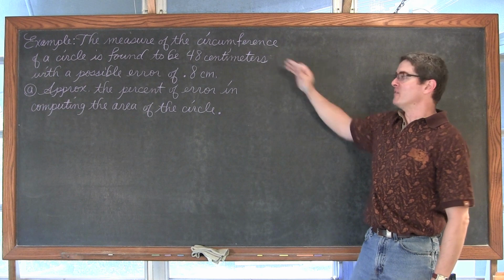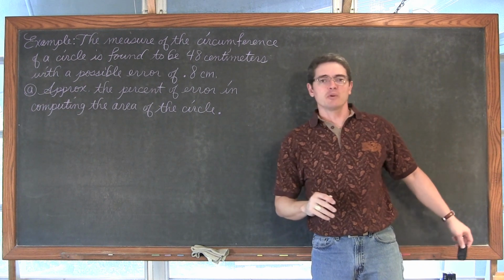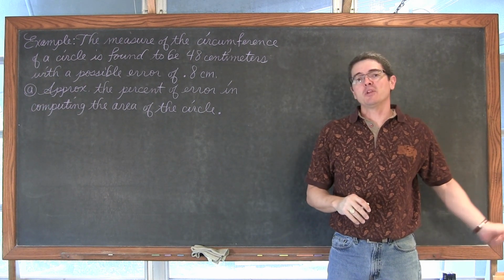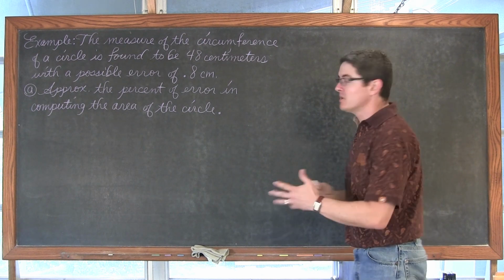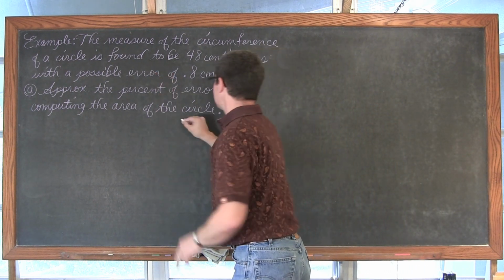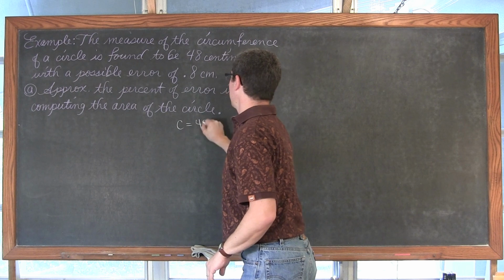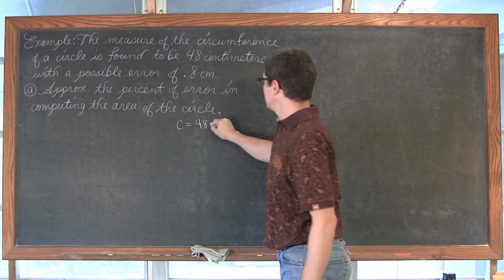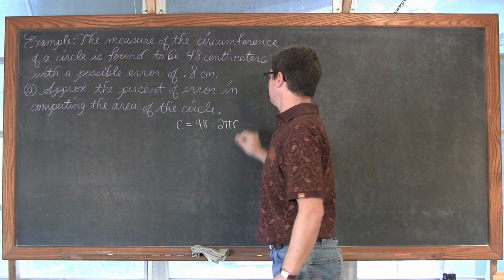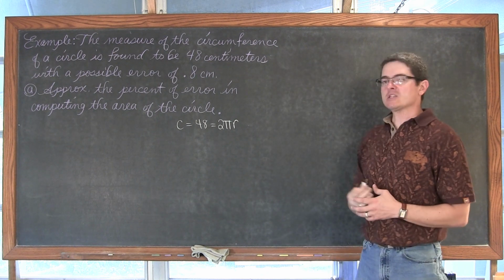The measure of the circumference of a circle is found to be 48 centimeters, with a possible error of 0.8. So they gave us the circumference, C, which is equal to 48, and we know the circumference is equal to 2 pi r as a formula, okay? And they gave us a possible error of 0.8.